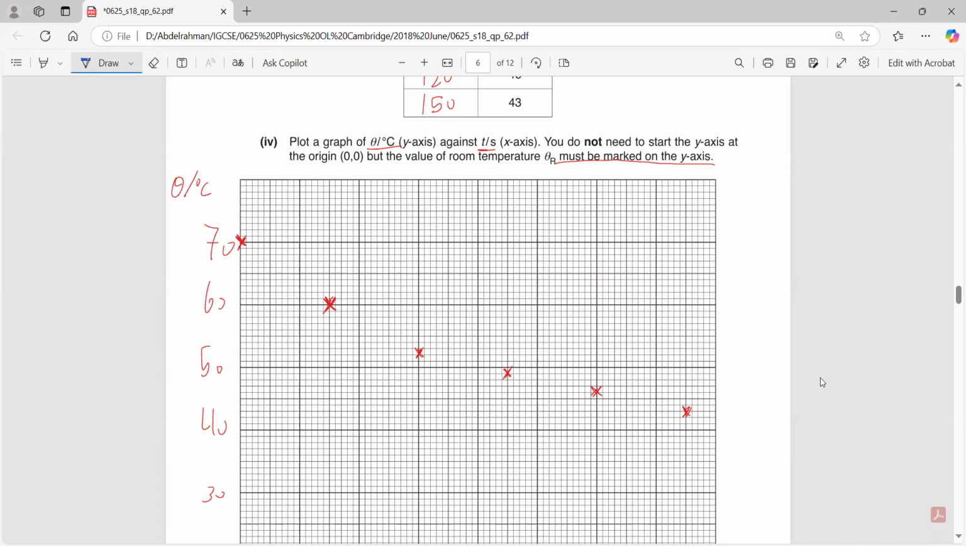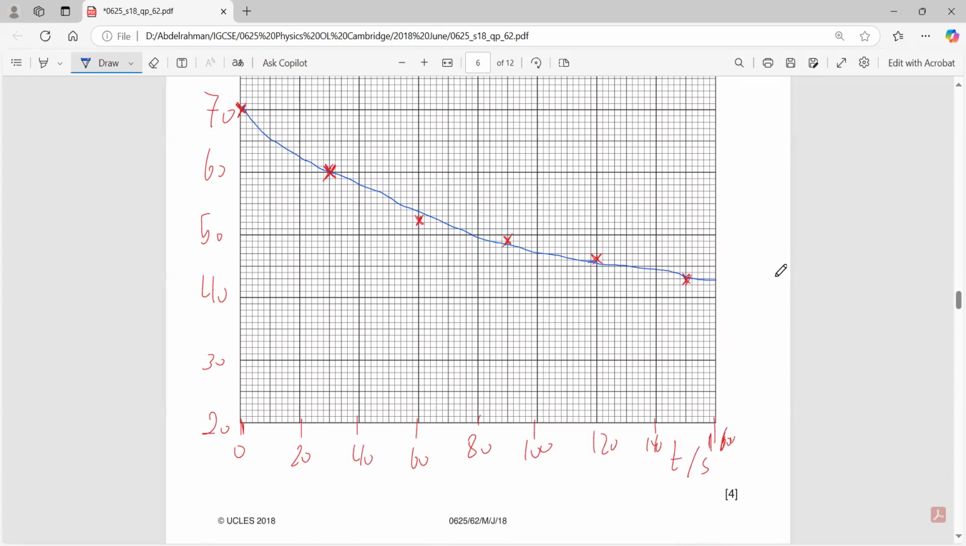A continuous line. Do not just join every 2 points together. You need to draw a continuous line, sort of with your hands. It's okay if the line does not pass through all of the points. Again, this is a best fit curve, so you do not need to pass through all of the points. What's more important is that the line should be continuous.